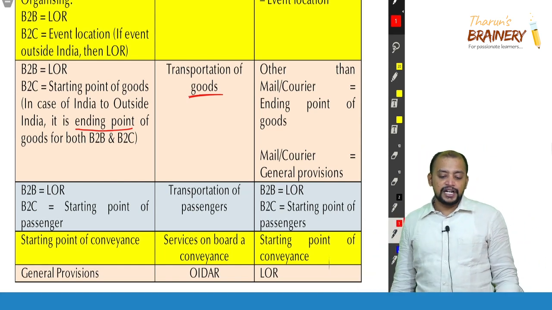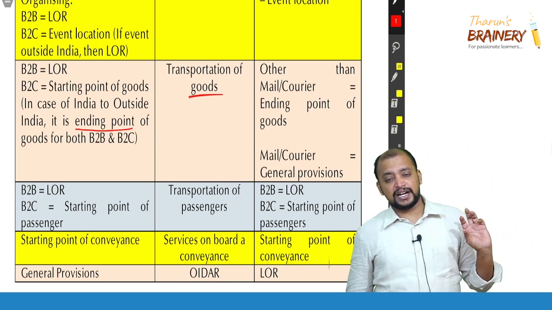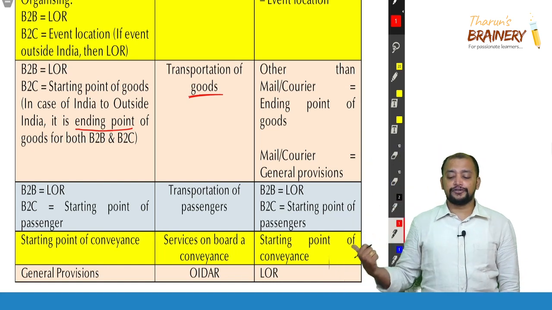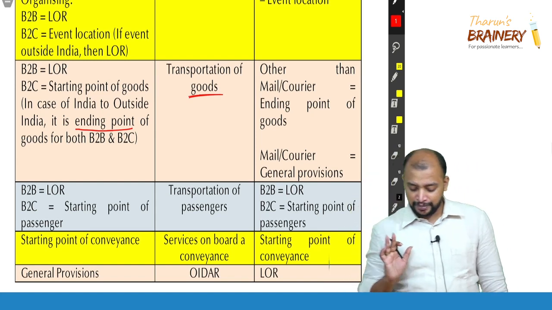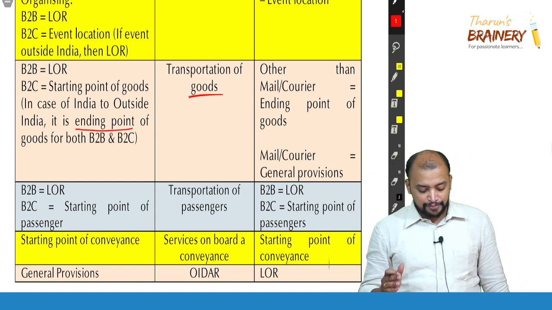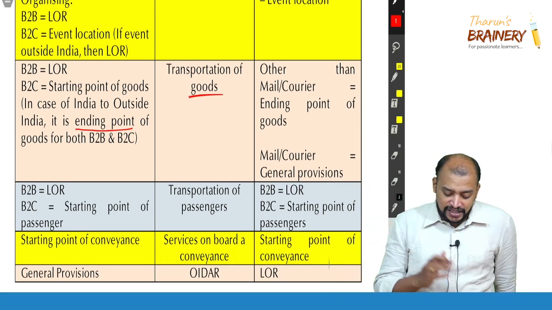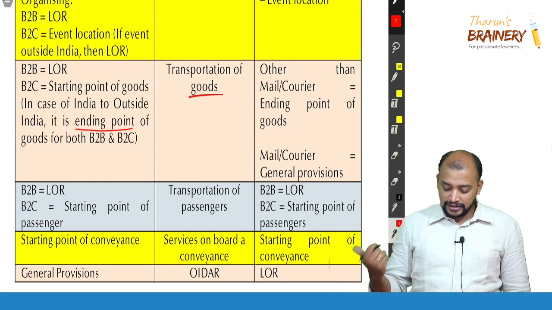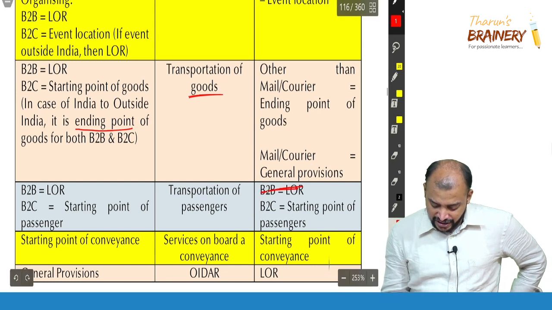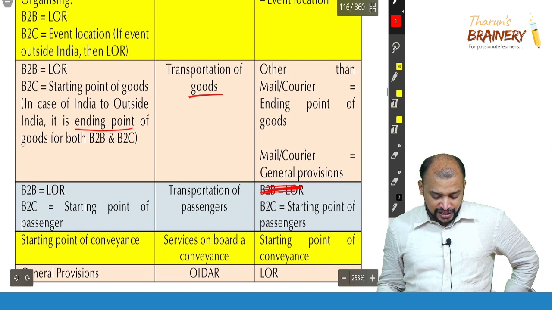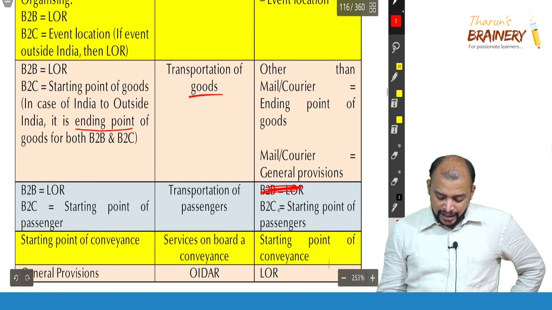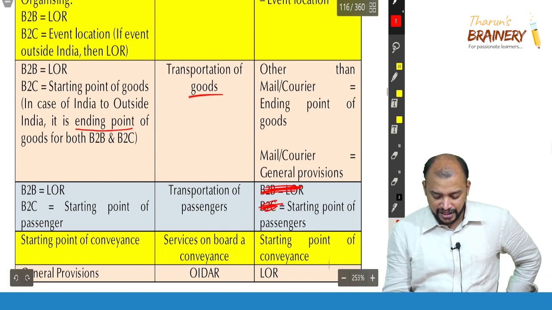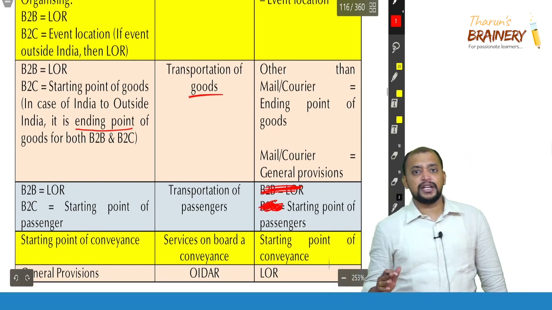So in case of India to outside India, the ending point of the goods should be taken as the place of supply. Sir, if it is section 13, other than mail or courier, ending point of the goods; mail or courier, we need to refer to general provisions. Then transportation of passengers: B2B location of recipient, B2C starting point of the passenger. There actually this B2B, B2C classification is not there. Transportation of passengers, we need to take the starting point of the passenger. So it is just the starting point of the passengers.